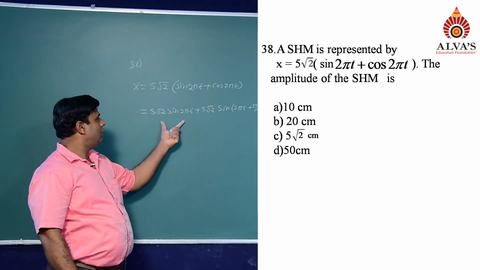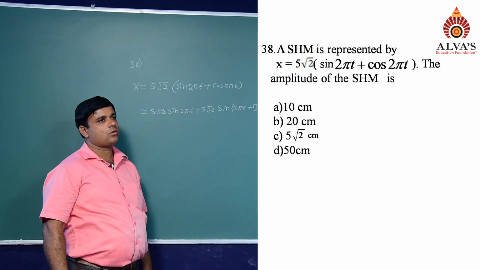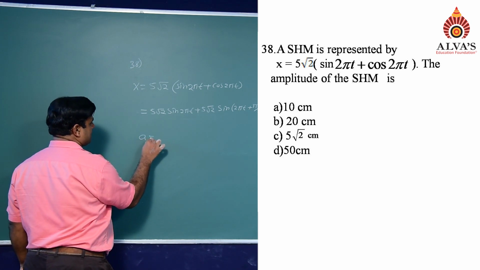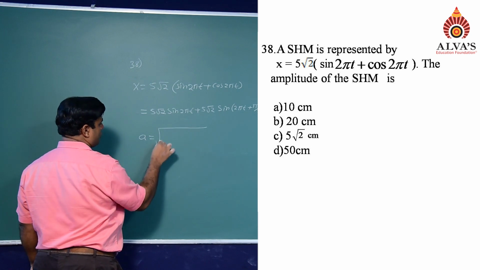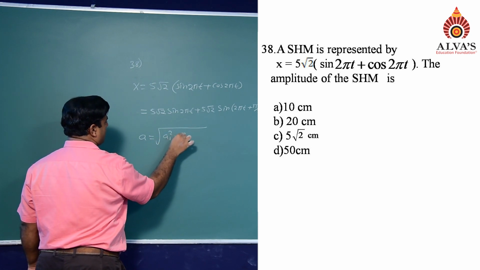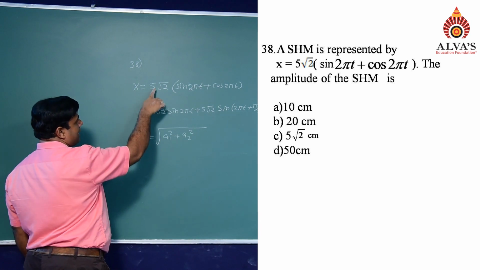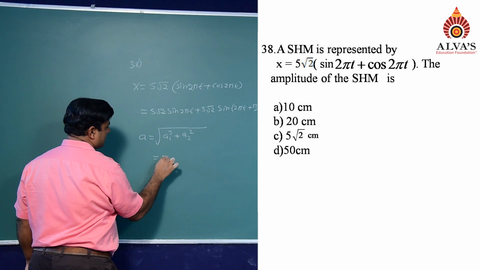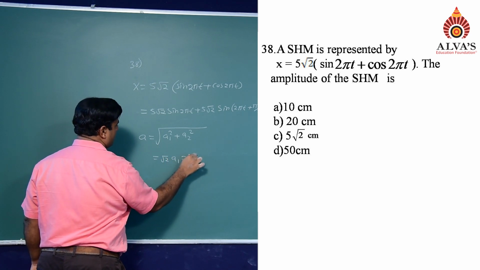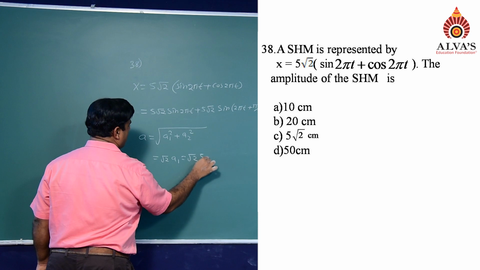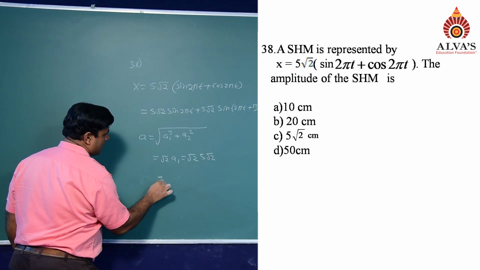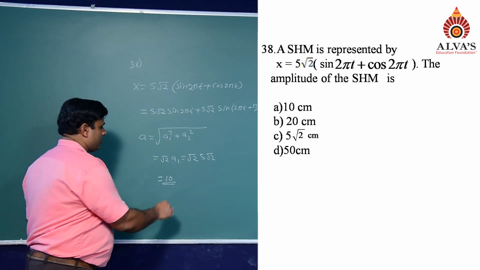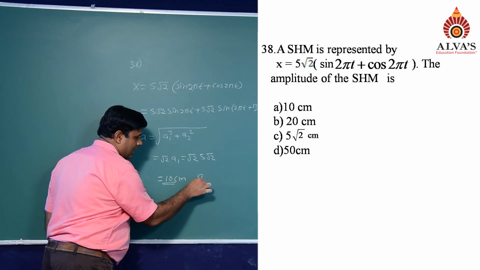Now, between these two waves, the phase difference equals pi by 2 or 90 degrees. Whenever the phase difference is 90 degrees, the resultant amplitude is the square root of A1 square plus A2 square. Since A1 and A2 are equal, you can write it as root 2 times A1, which is root 2 into 5 root 2, which is 5 into 2 equal to 10. So, the answer should be 10 centimeter.